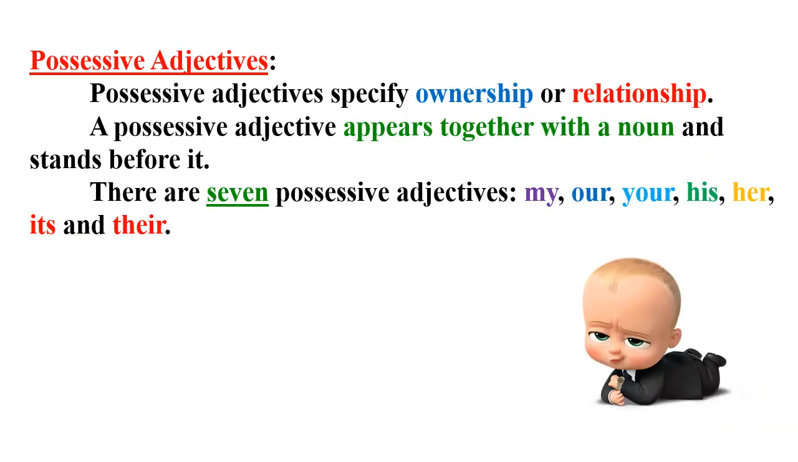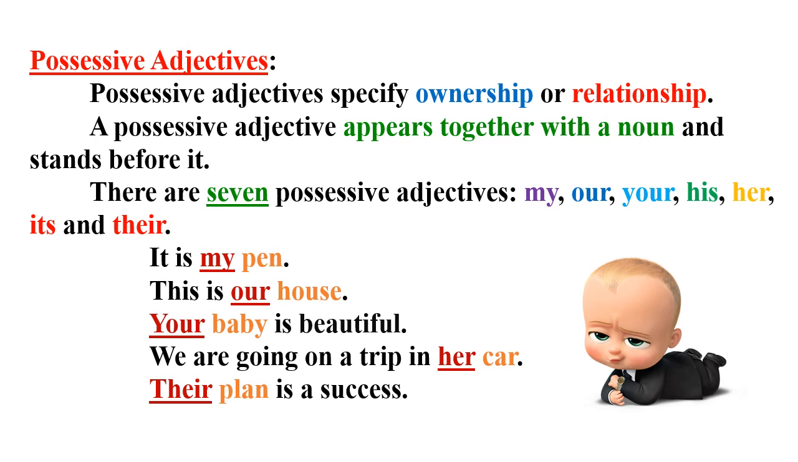Next is possessive adjectives. Possessive adjectives specify ownership or relationship. A possessive adjective always appears together with a noun and stands before the noun. In English, there are 7 possessive adjectives. They are my, our, your, his, her, its, and their. Look at the following example.